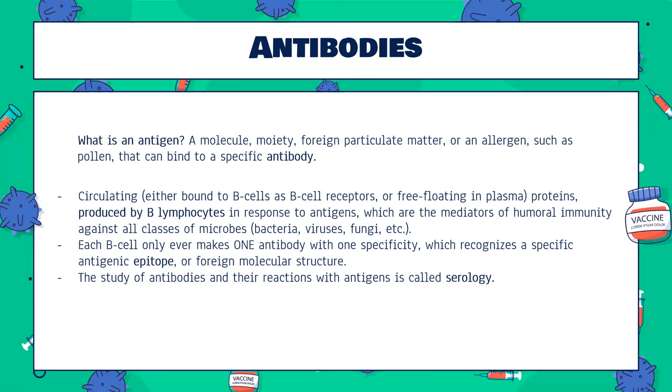Antibodies are always produced by B lymphocytes in response to an antigen. And these antibodies act as mediators of the humoral immunity against all classes of microbes. So they activate our immune response. Each B cell only ever makes one antibody with one specificity, and it recognizes a specific antigenic epitope, a foreign molecule structure, a specific site of that antigen. When I want to study the antibodies, their reactions, and the antigens, all of this is called serology. So when in micro you hear we're going to do serological testing, we are just checking antibodies, checking antigens, checking titers.